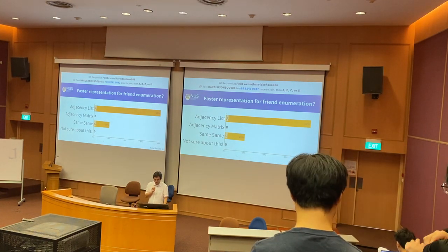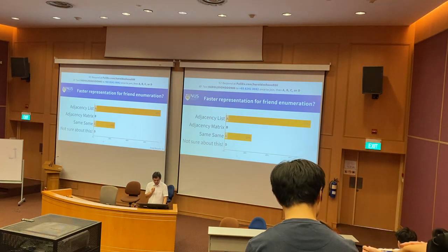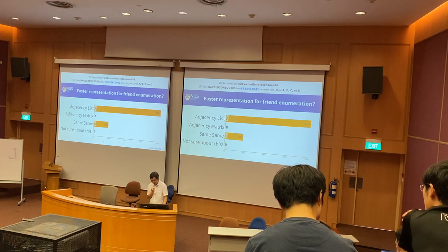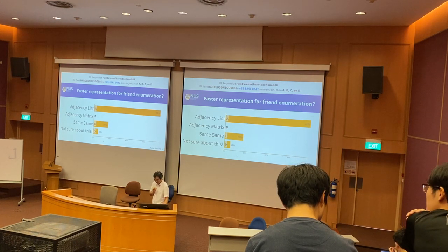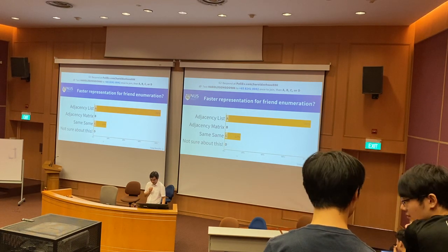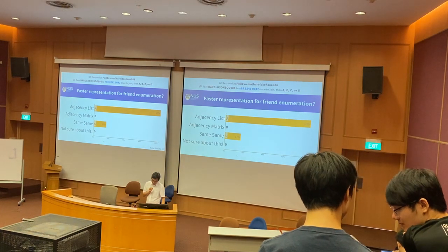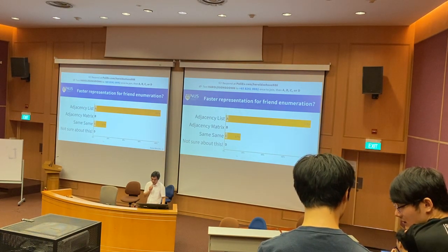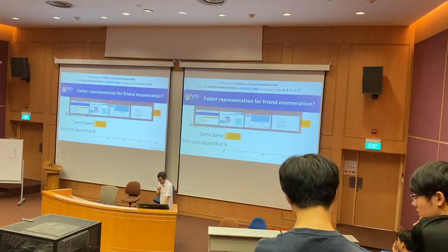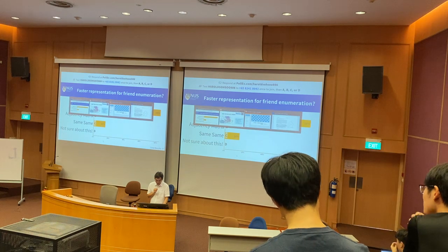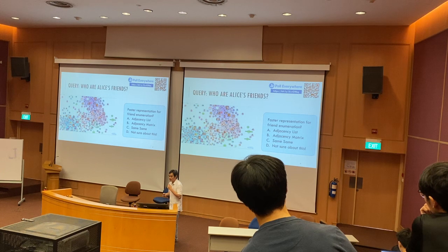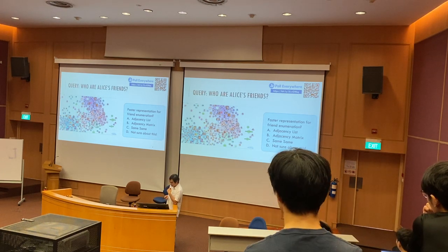Okay, so I think most of you are saying adjacency list. You guys are just messing with me, aren't you? I said I'll wait till 20 and it stops at 18. Okay, 18 it is. 19, okay. So, which representation is faster for friend enumeration?